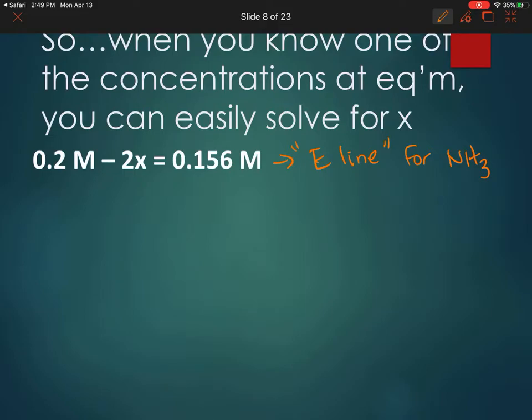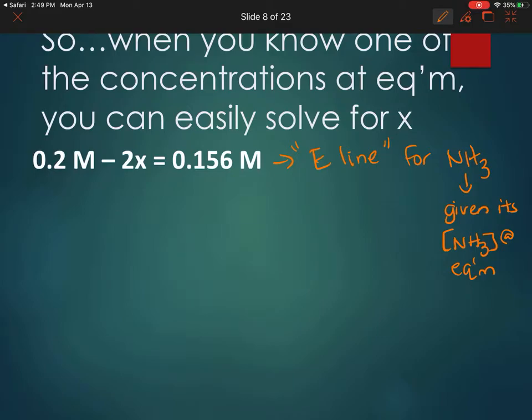Why NH3? Again, because we're given its concentration at equilibrium. I could have just as easily given you some other concentration, but I chose not to for whatever reason. So just make sure you read the question carefully. Back in the original question, it said, it is found that 0.78 moles of NH3 is present after it reaches equilibrium. Okay, so we're going to use that E line and we're going to solve for x.